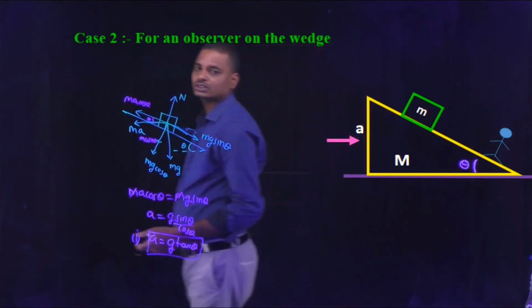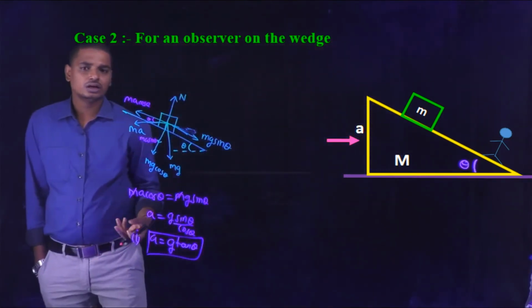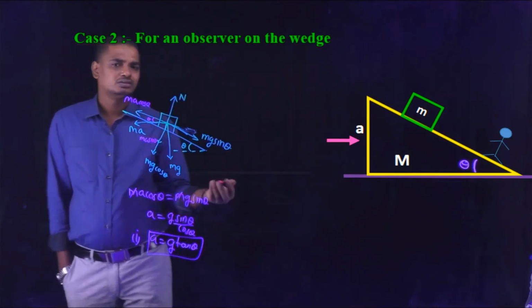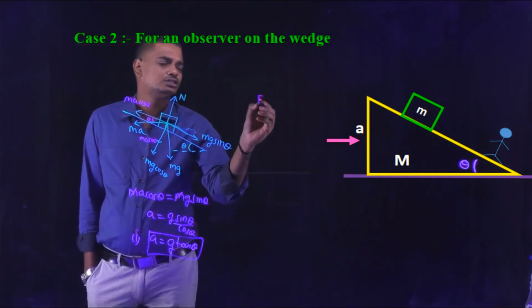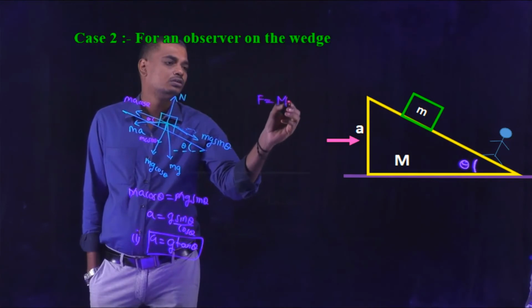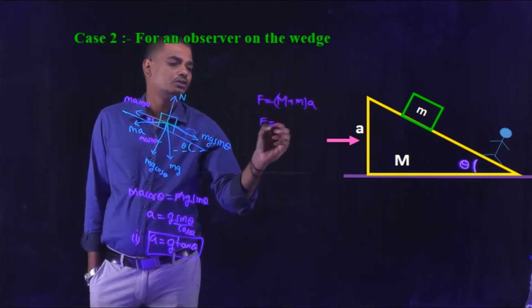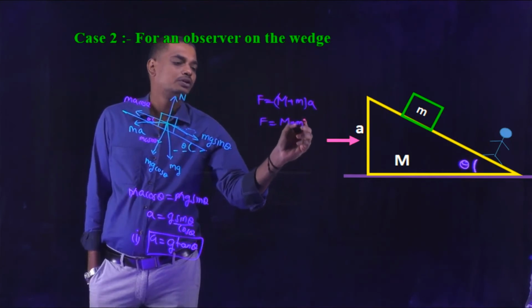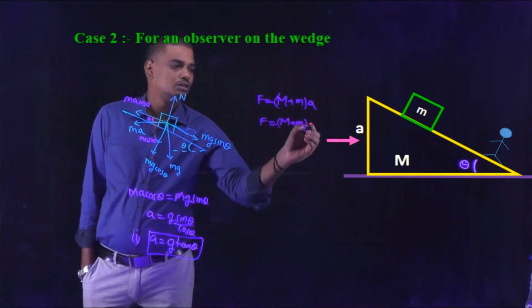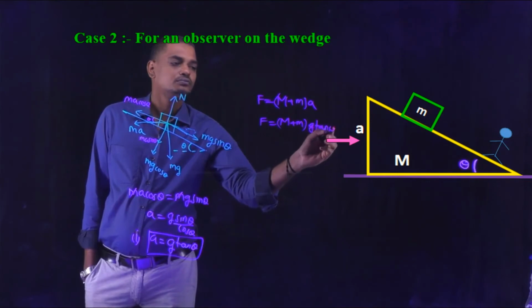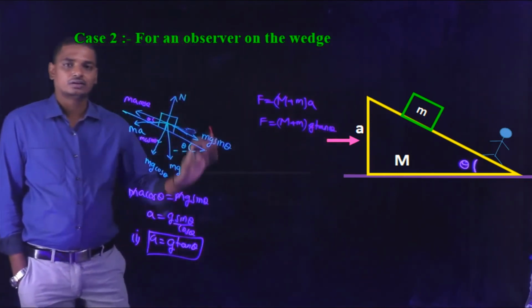Similarly, if we go for the second question, the force acting on the wedge, it is similar. Force acting on the wedge is F is equal to total mass into acceleration. F is equal to capital M plus small m into acceleration, that means g tan theta, is the net force acting on the system.